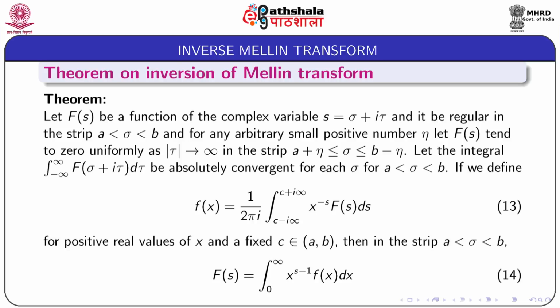If we define small f(x) equal to 1 by 2 pi i times the integral from c minus i infinity to c plus i infinity of x to the power minus s capital F(s) ds, as defined in equation 13, for positive real values of x and fixed c belonging to (a, b), then in the strip a less than sigma less than b, capital F(s) is given by the integral from 0 to infinity of x to the power s minus 1 f(x) dx, as given in equation 14. This we have to prove.